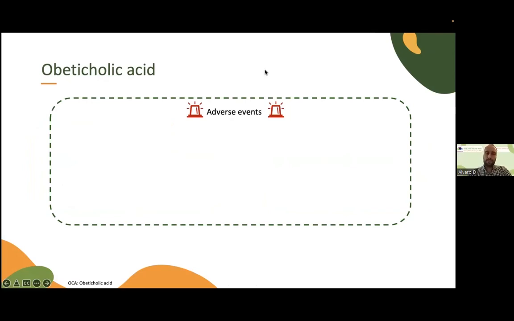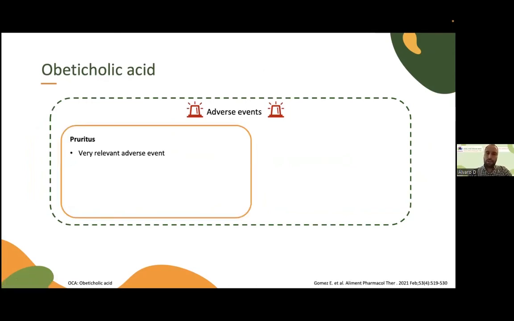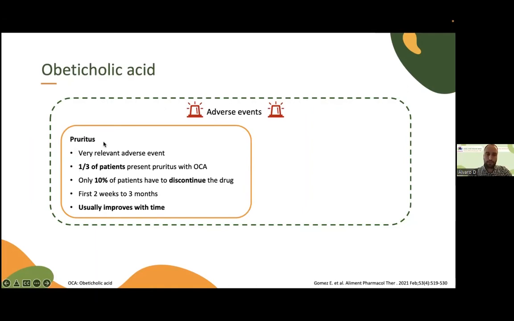What about the safety profile? Obeticholic acid presents a particular safety profile. In fact, pruritus is a very relevant adverse event that may appear in 1/3 of patients with this treatment. However, it's important to point out that only 10% of patients have to discontinue the drug because of pruritus. Usually it appears in the first 2 weeks and lasts for 3 months.